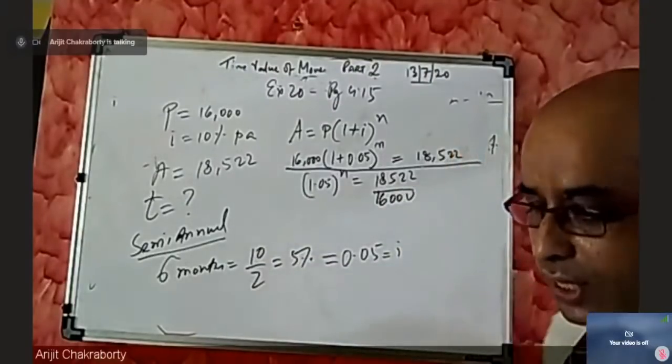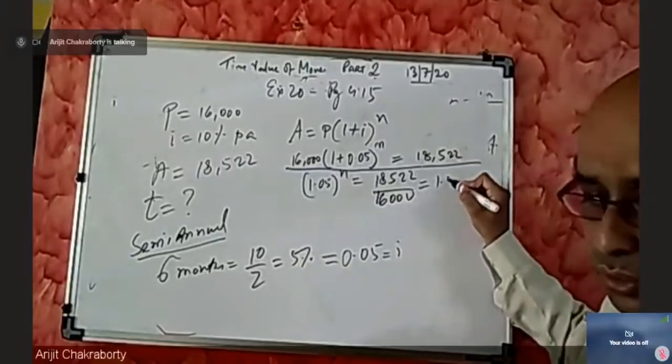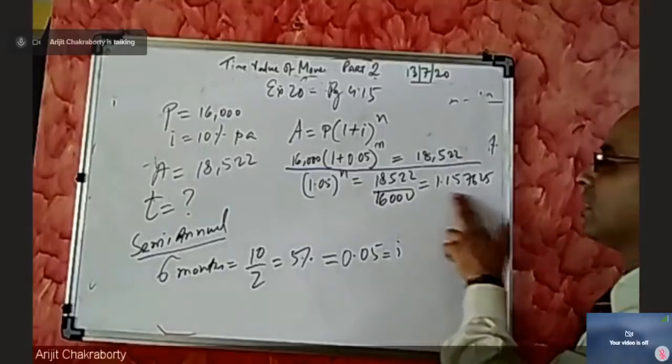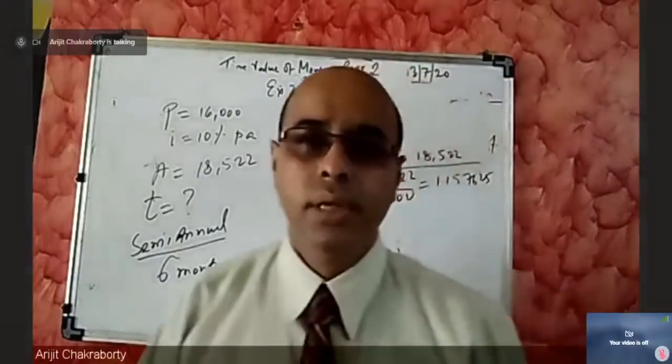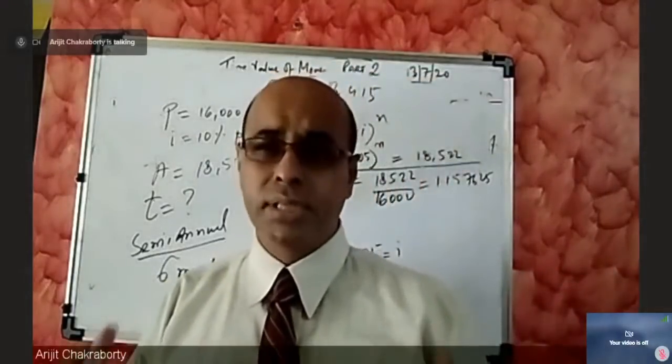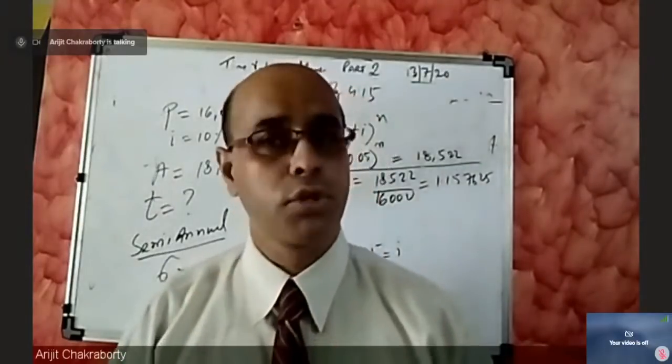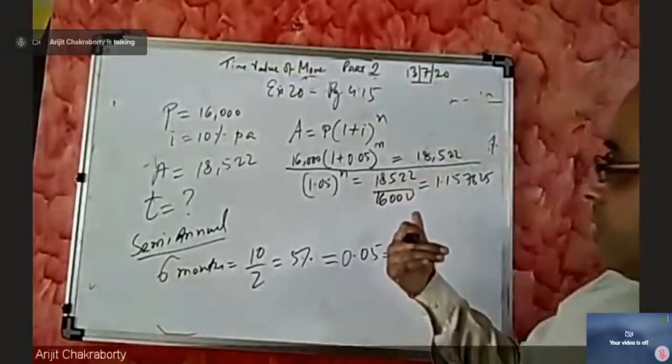Okay, which is coming to roughly 1.157625. I have taken 5 digits, but for quick purposes, for exam purposes, maybe 2 to 3 places after decimal should be reasonable. Okay, so this is what you've got.